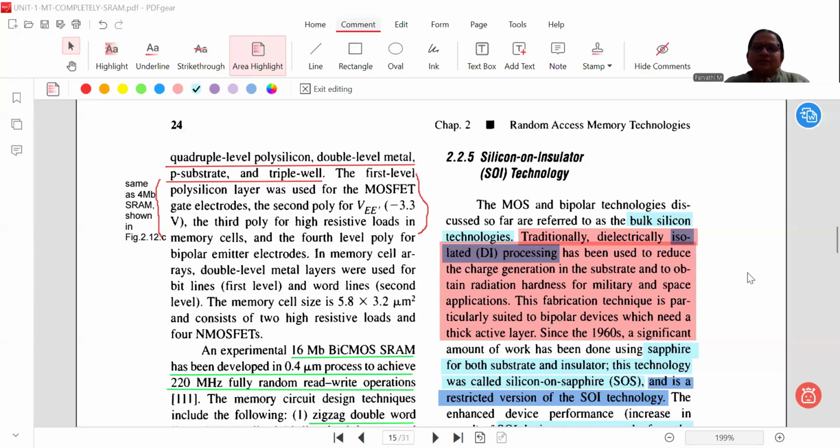Dear girls, in this session we are going to see silicon on insulator technology. This is the latest compared to previous technologies. We have seen previously CMOS technology, then bipolar technology, then BiCMOS technologies. So in all these three technologies, we have seen that a substrate is a basic material above which other components would be layered.